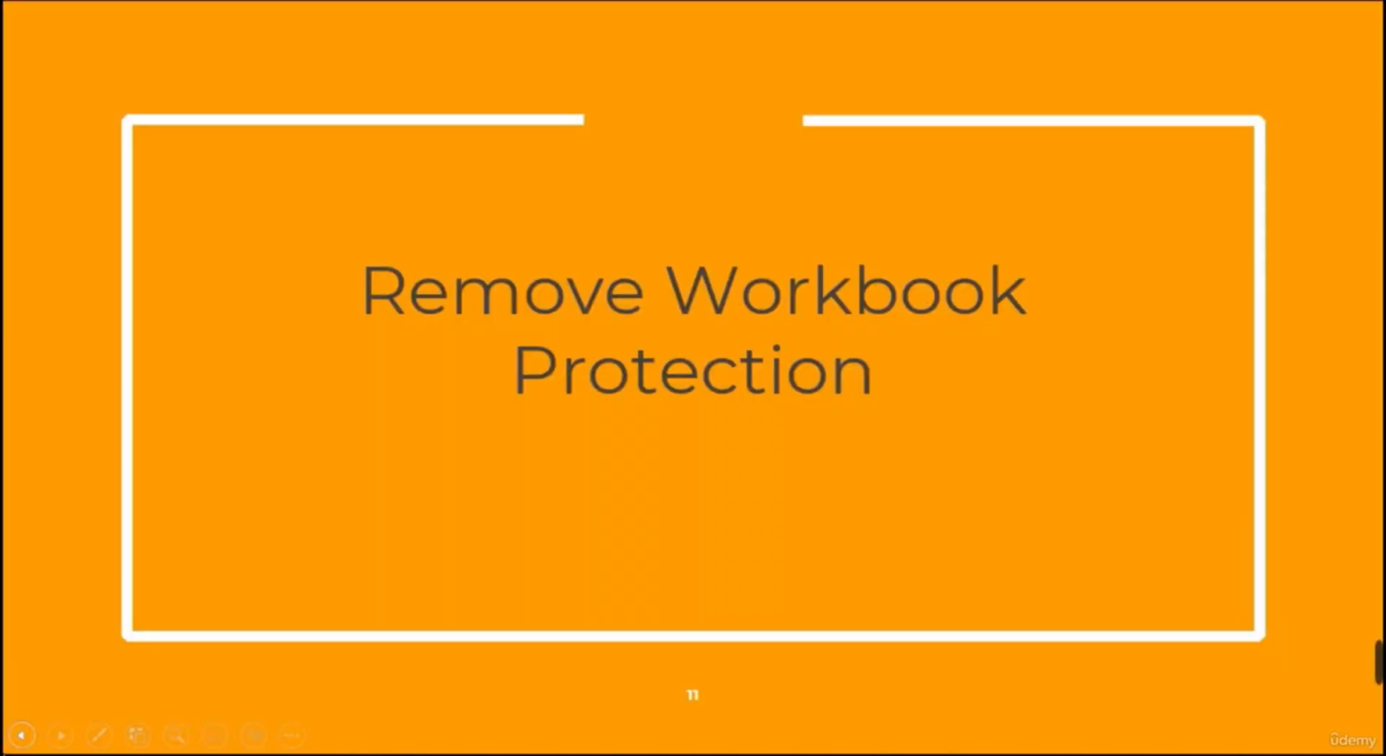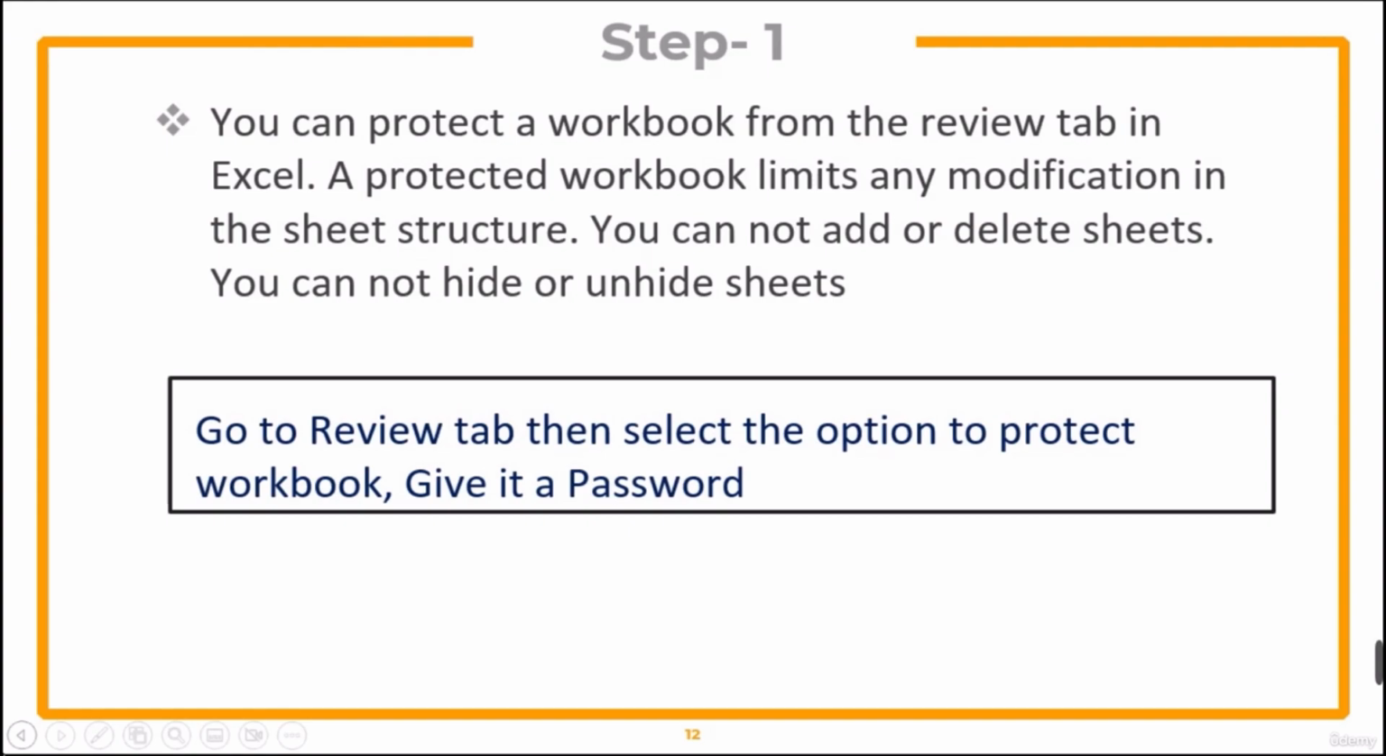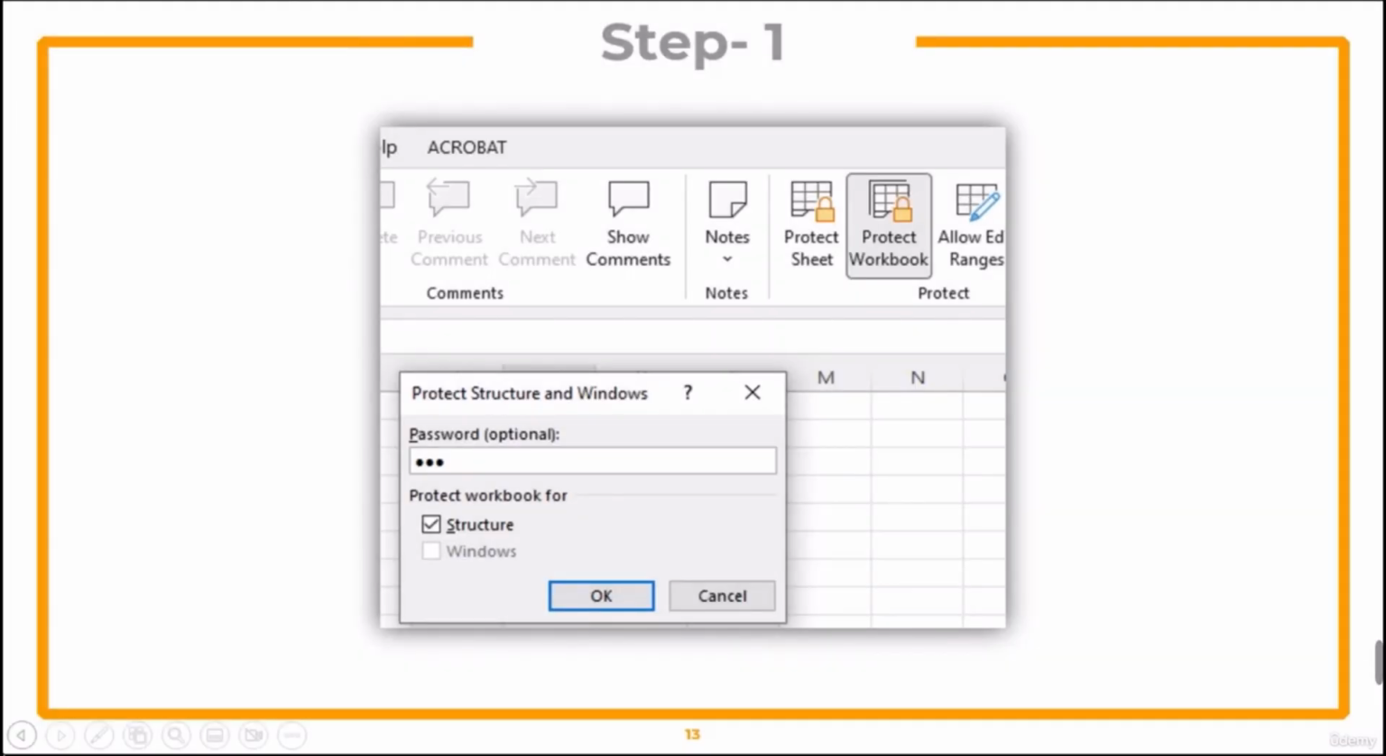Now let's see how we can remove the workbook protection. You can protect a workbook from the review tab in Excel. A protected workbook limits any modification in the sheet structure. You cannot add or delete sheets. You cannot hide or unhide sheets. Go to review tab and then select the option to protect workbook. Give it a password.